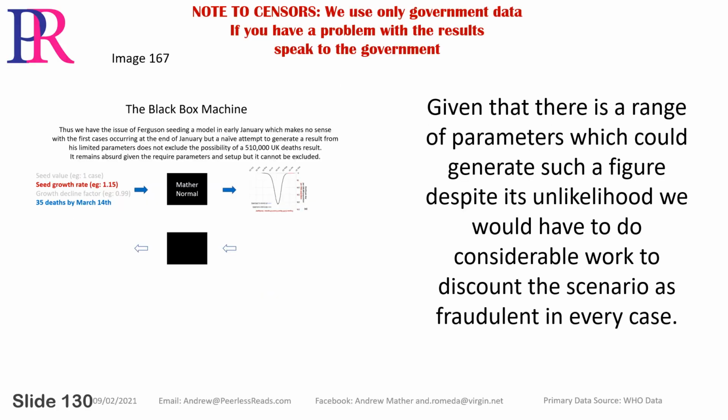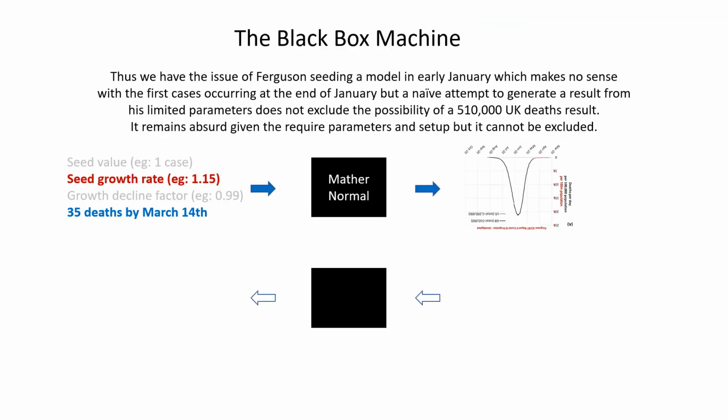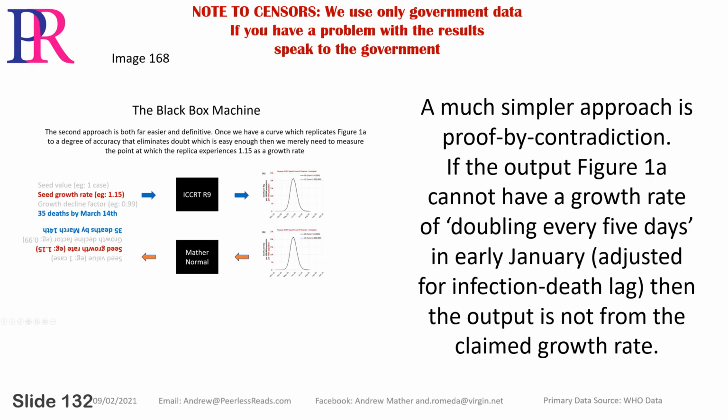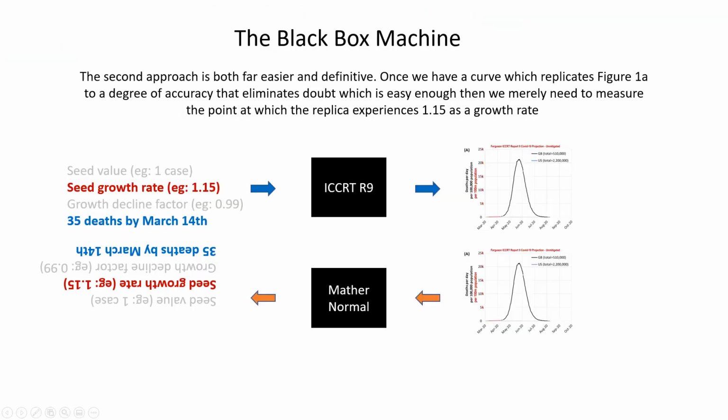Given that there is a range of parameters which could generate such a figure despite its unlikelihood, we would have to do considerable work to discount the scenario as fraudulent in every case. A much simpler approach is proof by contradiction. If the output figure 1a cannot have a growth rate of doubling every 5 days in early January, adjusted for infection death lag, then the output is not from the claimed growth rate.